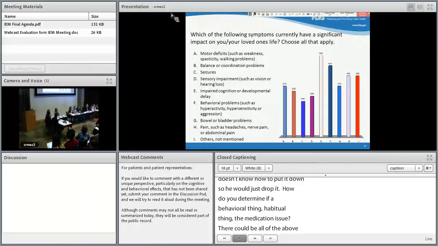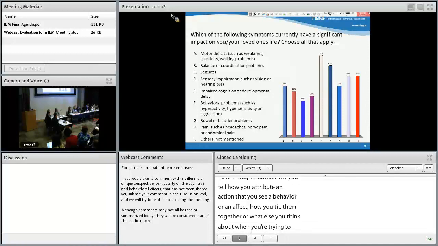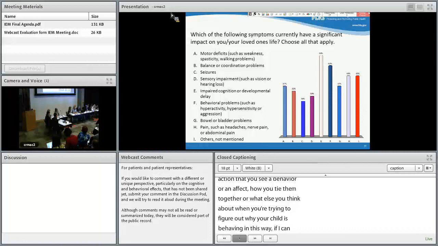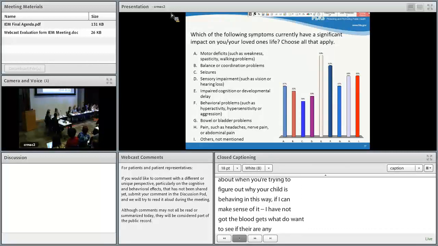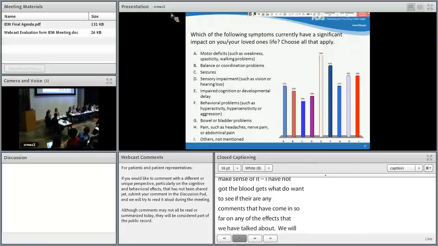So I think of this interconnected nature. If you're going to follow up on the docket, if you have thoughts about how you attribute an action that you see, a behavior or an effect, how you tie them together, or what else you think about when you're trying to figure out why my child is behaving in this way, if I can make sense of it. I have not gone to the web yet, so I do want to see if there are any comments that have come in so far on any of the effects that we've talked about. We'll still address others.